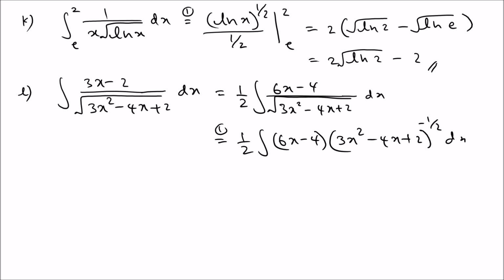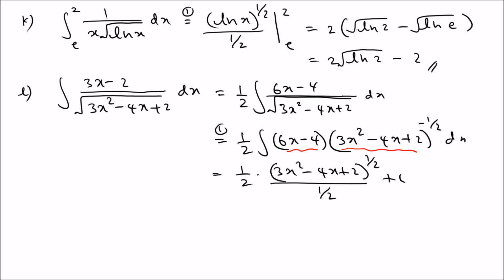Then you can see it's very simple, because this is the inside function and that's the derivative. So we can use general power rule number 1. So simply treat this one as x, so it is 1/2. If you treat this one as x, it is 3x squared minus 4x plus 2 to the positive 1/2 divided by the positive 1/2, plus c. The 1/2 gets cancelled. So your final answer would be the square root of 3x squared minus 4x plus 2, plus c. Very simple. Okay? Very simple. So that's about that.